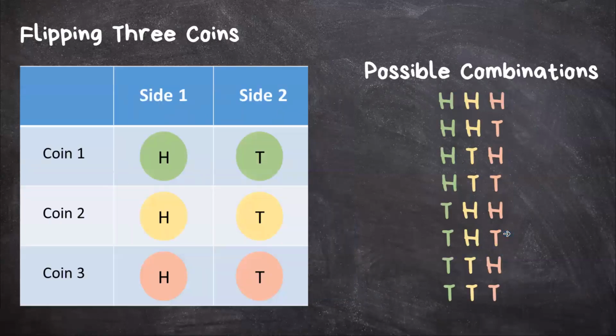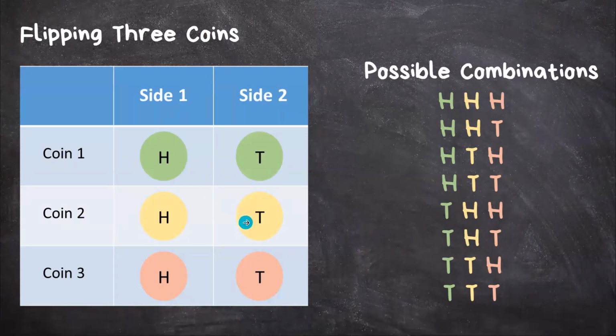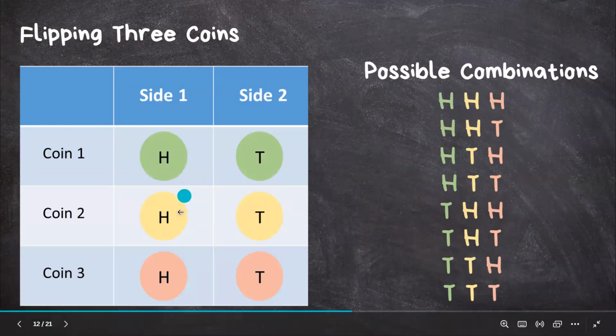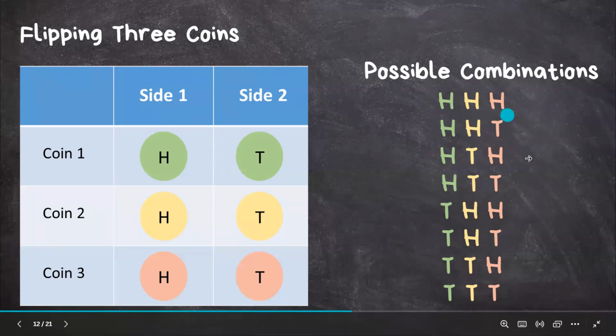Now, what if we have 3 coins? When we're flipping 3 coins simultaneously, we could either get all heads, or a head, head, tail, or a head, tail, head, or a tail, head, head, or a tail, head, tail, and so on. By looking at this table, you can list down all the possible combinations. For the case of 3 coins, there are in total 1, 2, 3, 4, 5, 6, 7, 8. So for 3 coins, you have a total of 8 possible states.